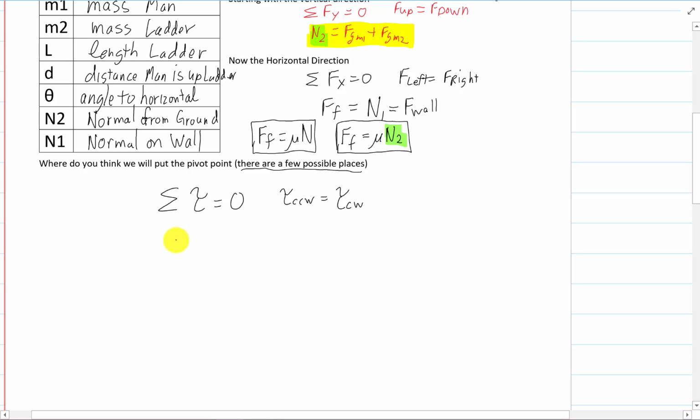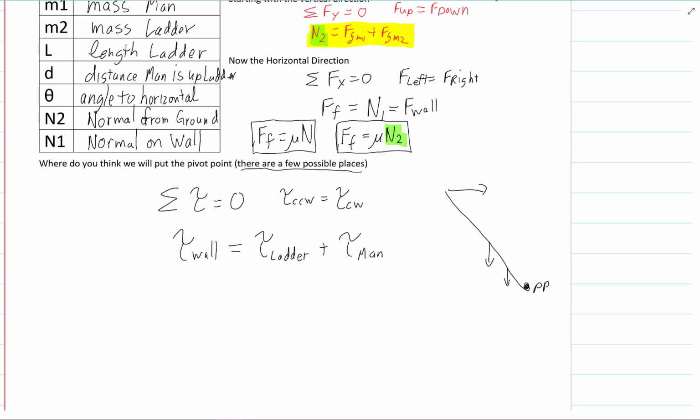The torque of the wall has to equal the torque of the ladder caused by the ladder's weight plus the torque of the man. Okay, that's kind of like, here it is, we have a force here, we have a force there, and a force here. The pivot point's here. So the wall's pushing it this way, and the man and the ladder, there's the ladder going this way and the man going that way. So that's the logic behind it.